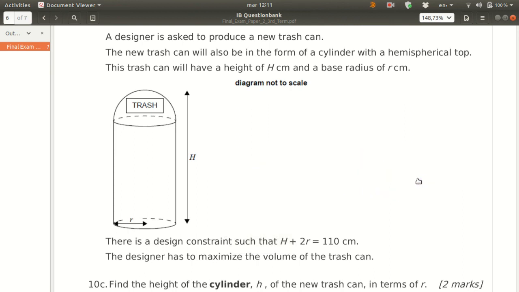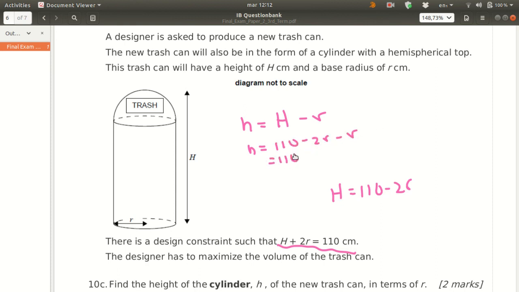All right, so what would be the height? It would be the height of the entire trash can minus r. Okay, but it's talking about in terms of r, so I don't need this h. So notice that I have this constraint. So h is equal to 110 minus 2r. So I'm going to replace that here. This lowercase h is 110 minus 2r minus r, which is 110 minus 3r. Okay, that is the height of the cylinder in terms of r.